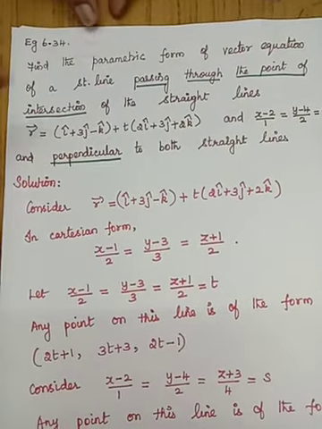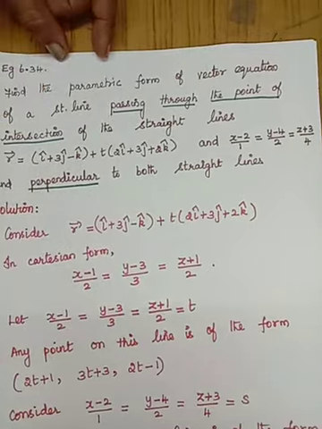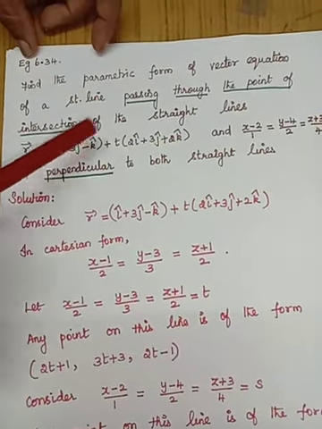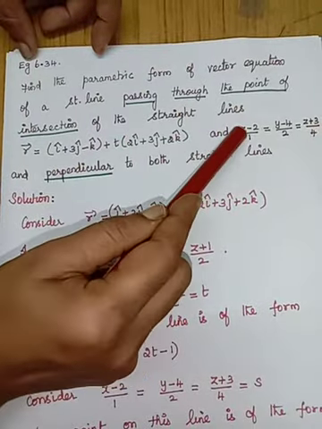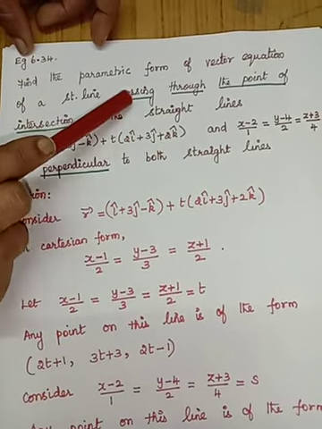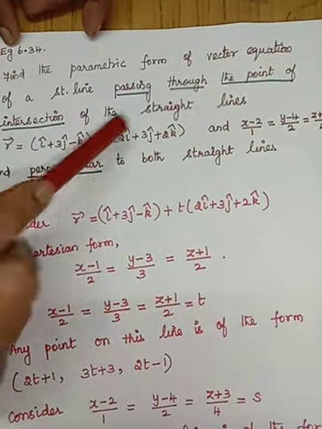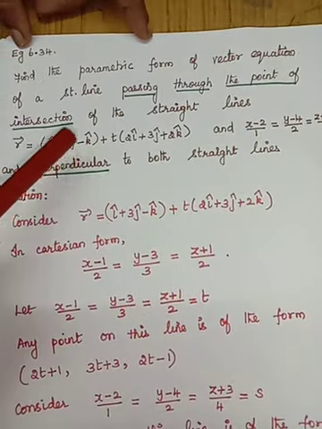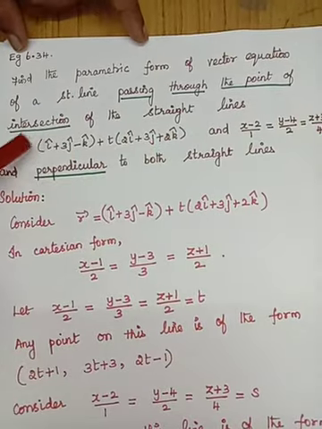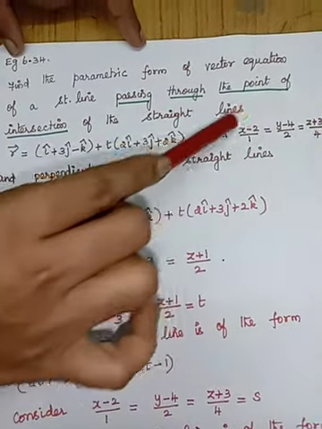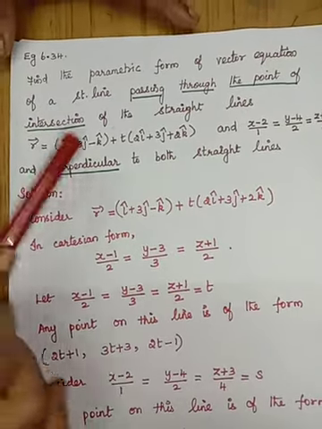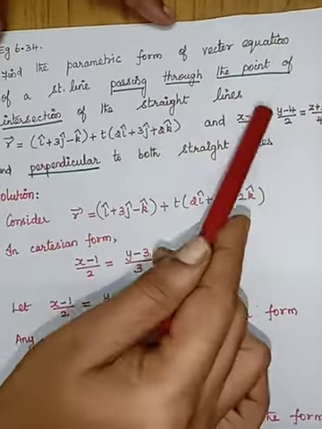So we have to write the parametric form of the vector equation of a straight line passing through the point of intersection of these two straight lines. The first line is in the vector form and the second one is in the Cartesian form. So first we have to find the point of intersection of these two lines.